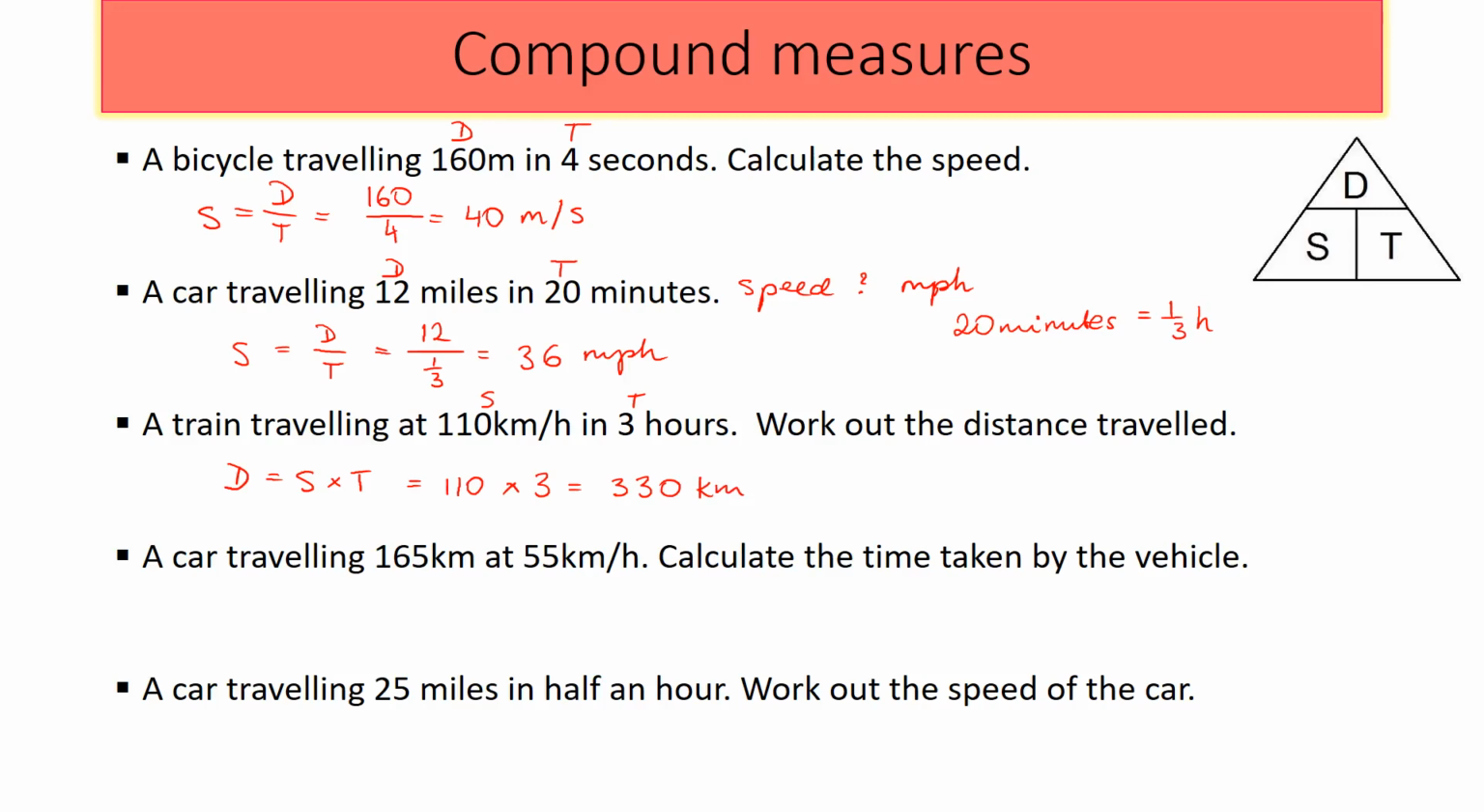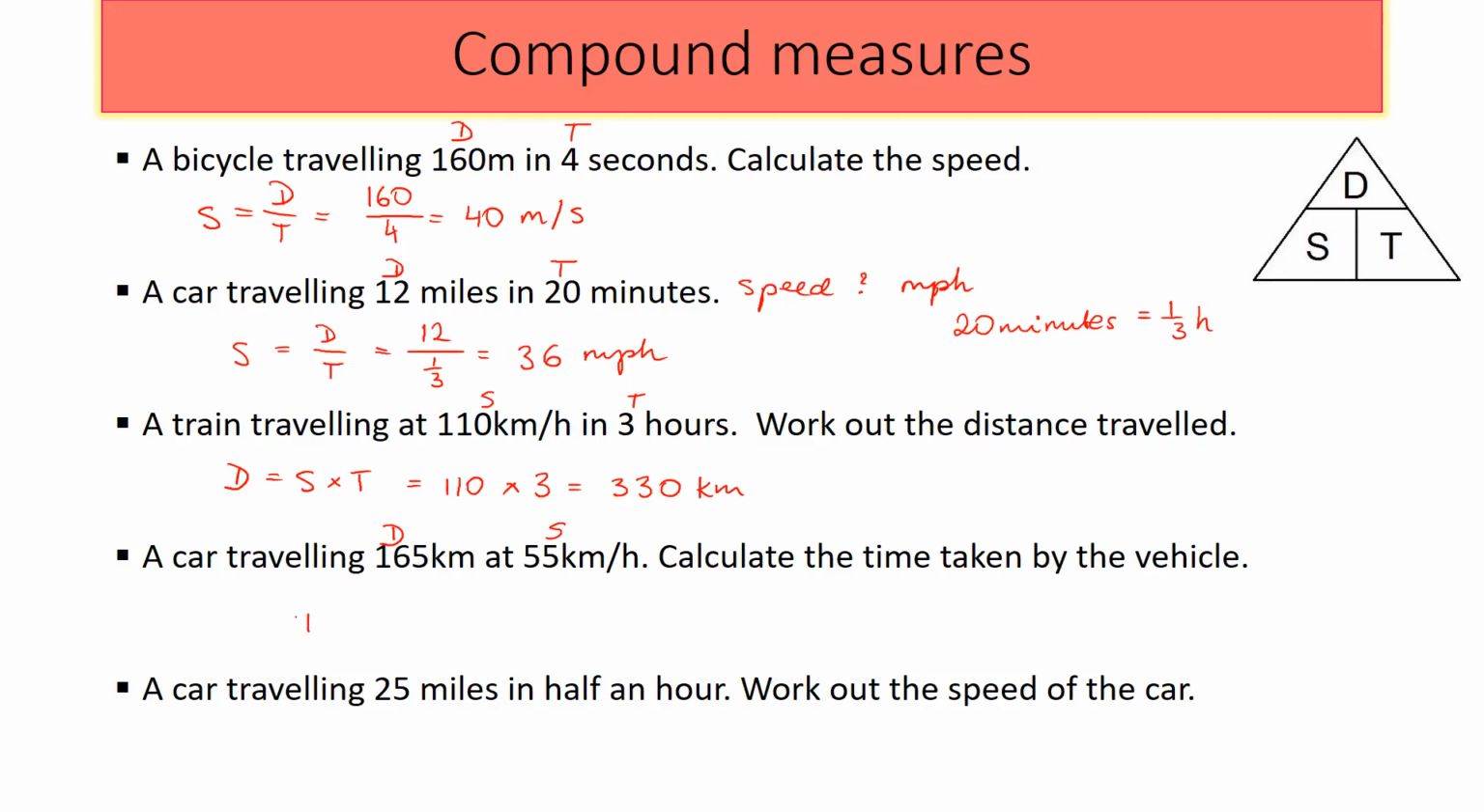Okay, the next one, a car traveling 165 kilometers. So this is how far, so that's the distance, at 55 kilometers per hour, this is the speed. Calculate the time taken by the vehicle.